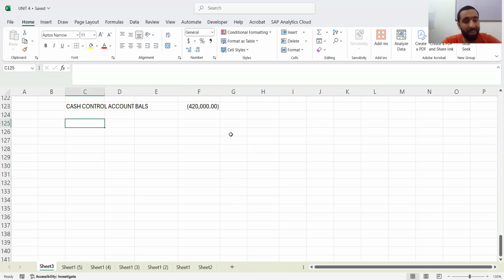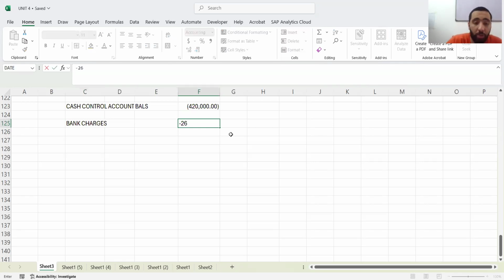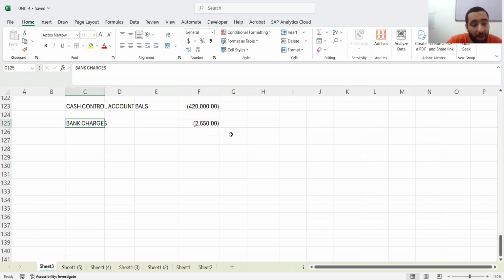And then you are going to adjust it. What are you going to adjust? Bank charges you are going to adjust. How much is the bank charge? Minus 2,650. Why minus? Because bank charges will reduce your balance.